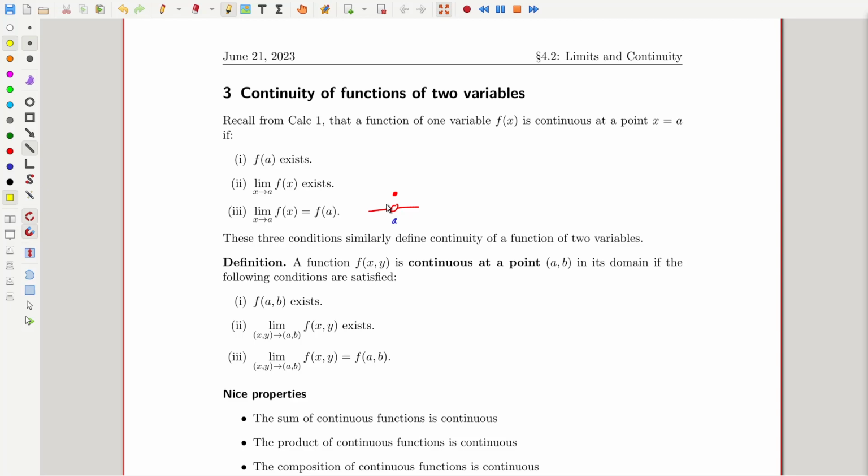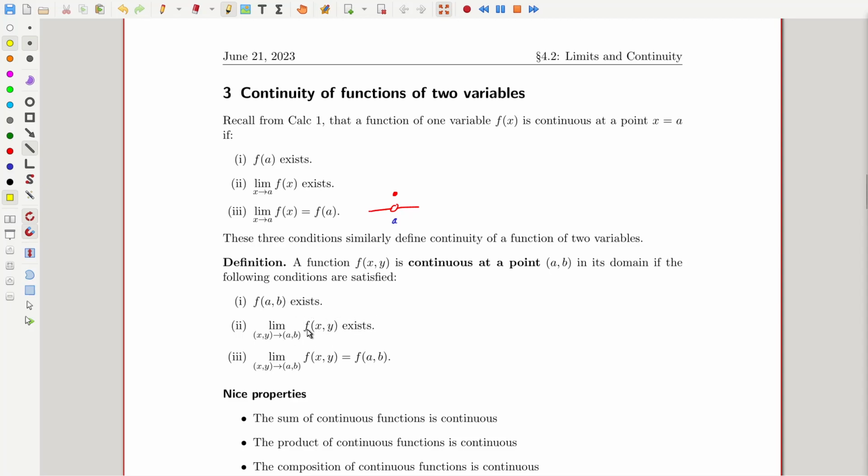And the idea is that this extends directly to functions of two variables and higher. So for functions of two variables, it's exactly the same thing. You have that the point is in the domain of the function you're speaking of, so plugging it in, the value exists. And the limit as you approach that point exists.